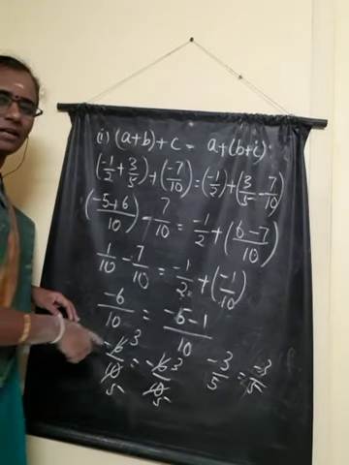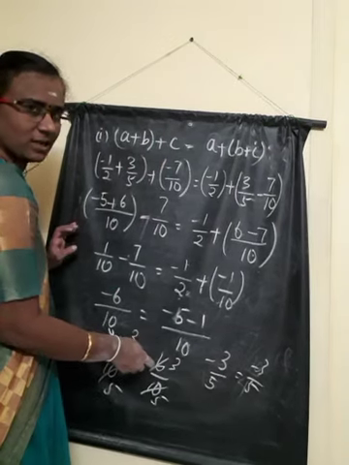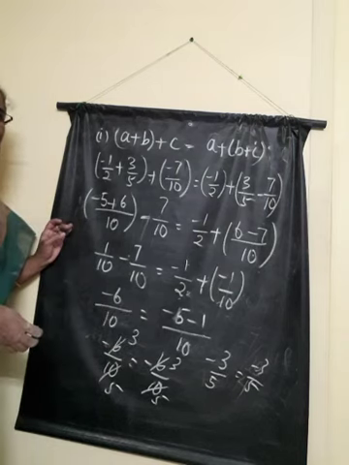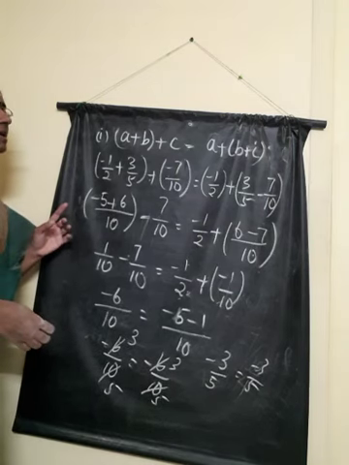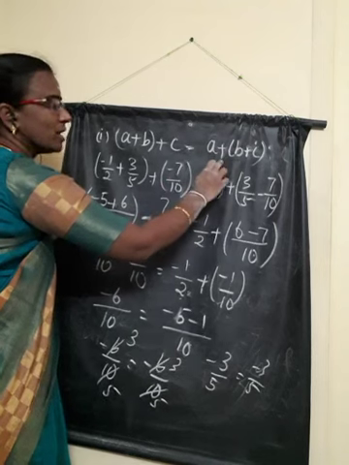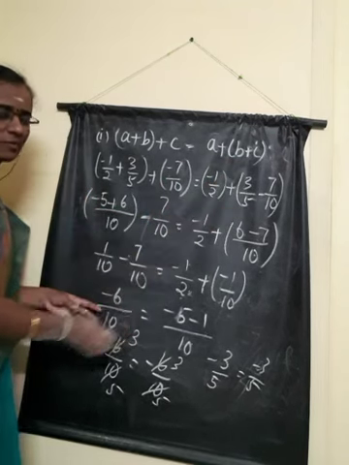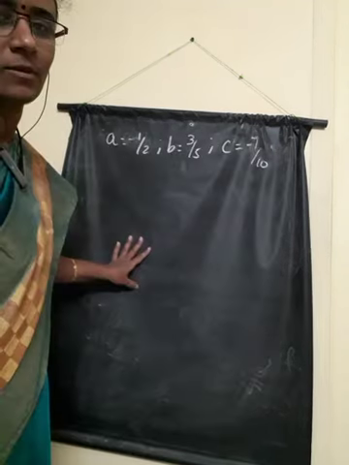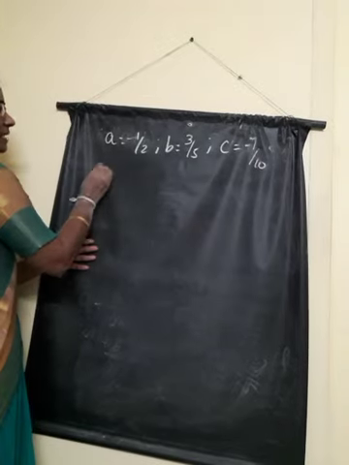So here both the sides are equal. So it satisfies the associative property. That is the first property: A plus B plus C is equal to A plus B plus C. Okay, so the next one is the next property.